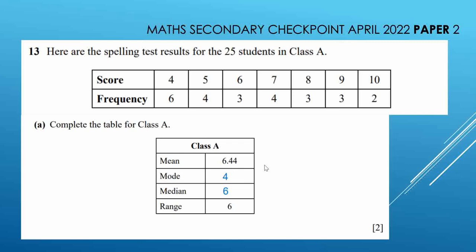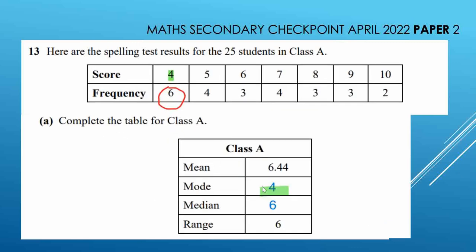Here's the explanation. Mode is 4 because we find from the highest frequency, which is 6. So it means the mode is score number 4. So we write down 4 here. Don't write 6 because it will be wrong. We have to choose from the highest frequency and check what the data is. That is 4. The score is 4.